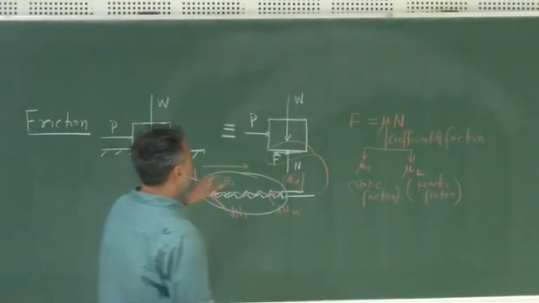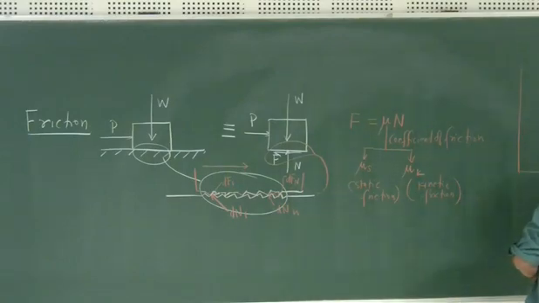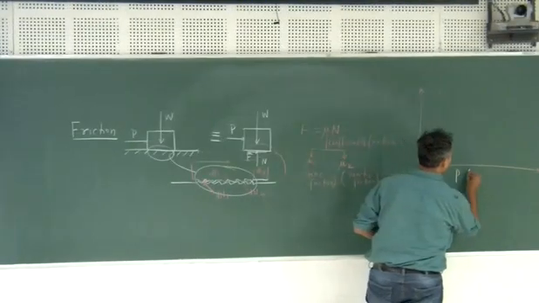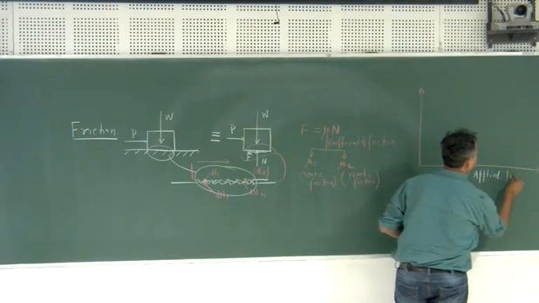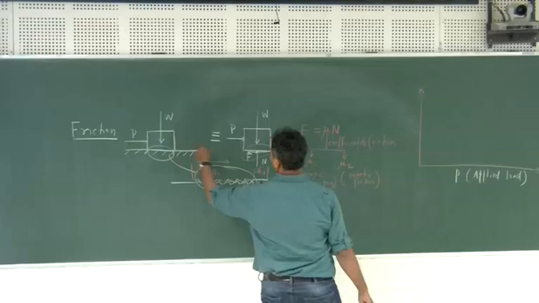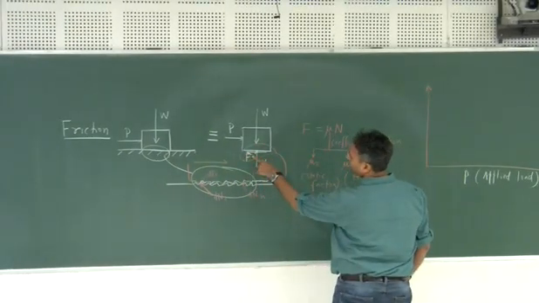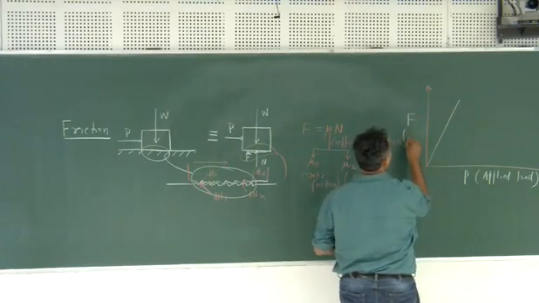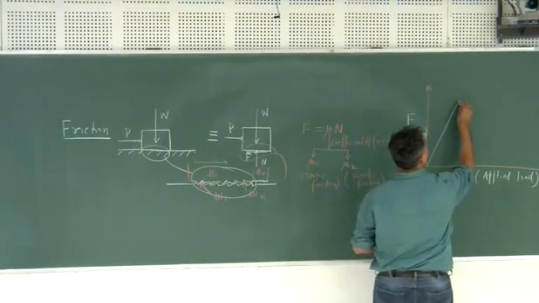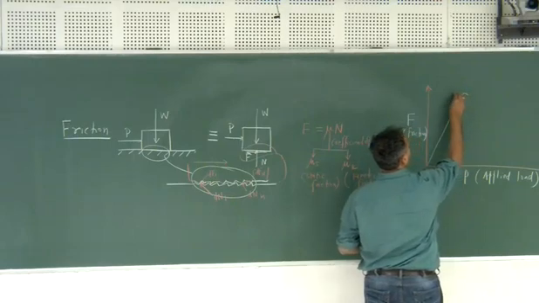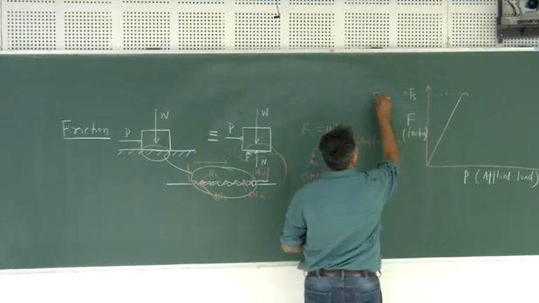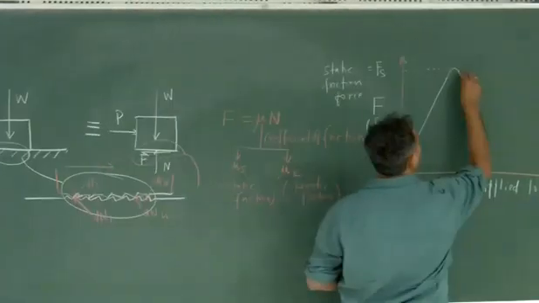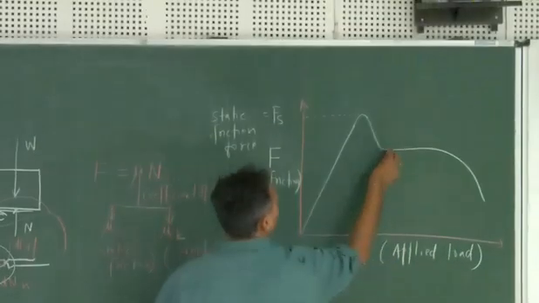Okay. Now the other point is that if we try to draw the characteristics of friction force versus the applied load P, where P is the applied load, and apply this load on this particular object, you will see that initially the body, because of the influence of this friction, will not move. There will be a point after which the body starts moving. Static friction.